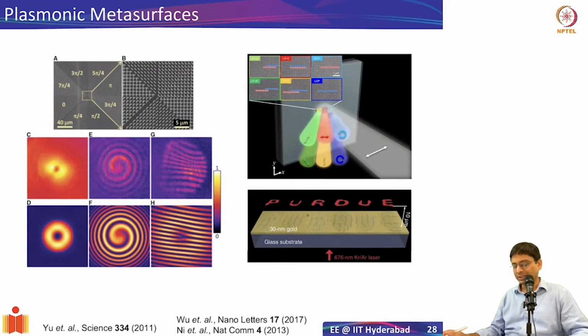One of them is, we talked about this two-dimensional variation of phases. In the picture on the left, you see that the antennas were arranged in such a way that you create what is known as a phase vortex. So for example, here you start out with 0, and gradually different sections of this square have different phases, going from 0 to pi by 4 to pi by 2 and so on. If I change the entire phase by 2 pi, this is called a topological charge. If you have a phase gradient like that, it has a topological charge of 1, and that essentially creates a vortex.